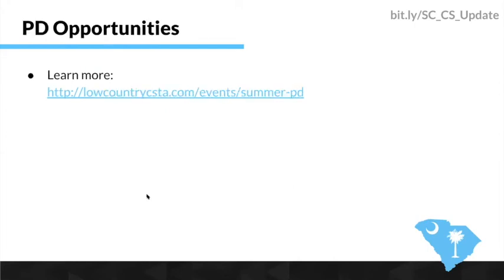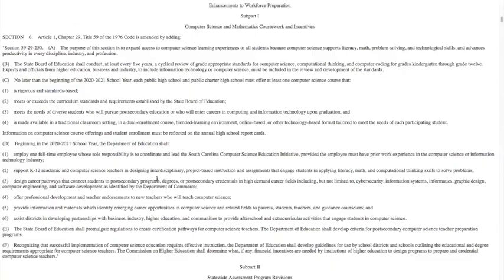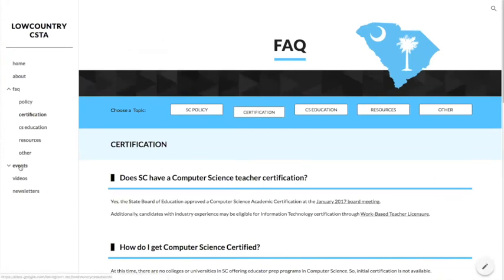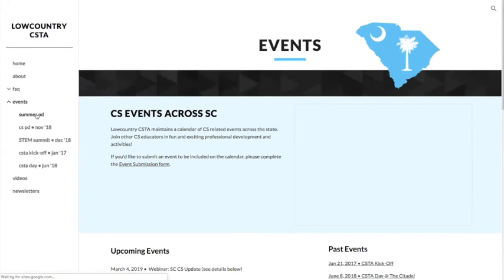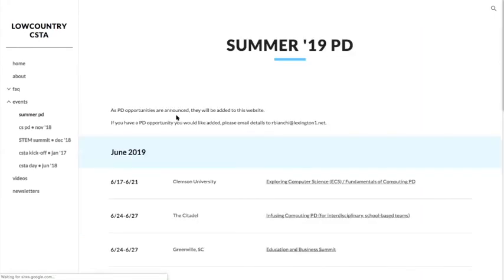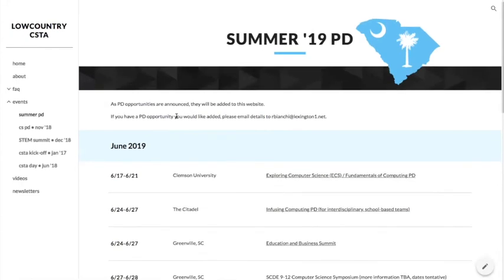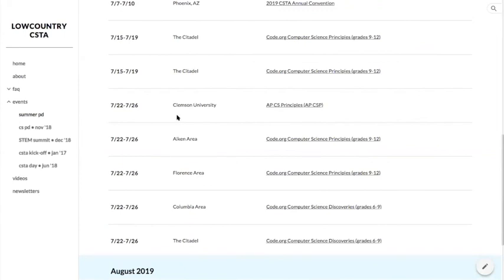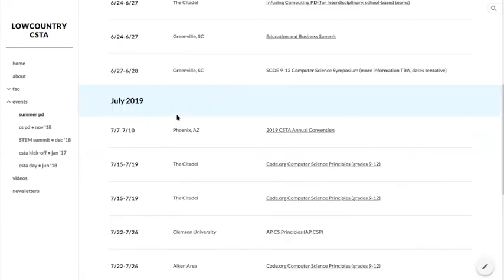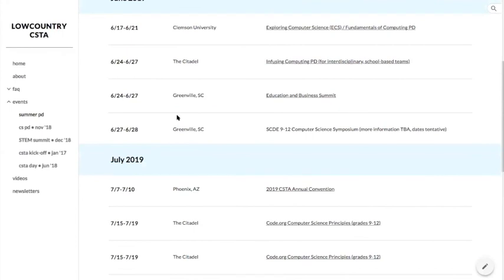As we continue along, the Lowcountry CSTA website does have a summer PD page, under events. I have been attempting to keep an ongoing list of all the professional development that I hear about in regards to computer science. If you hear of anything that I'm missing, please feel free to share. The opportunities are listed here by week during the summer, so you can begin to look at what professional development would be a good fit for you or your teachers at your school.